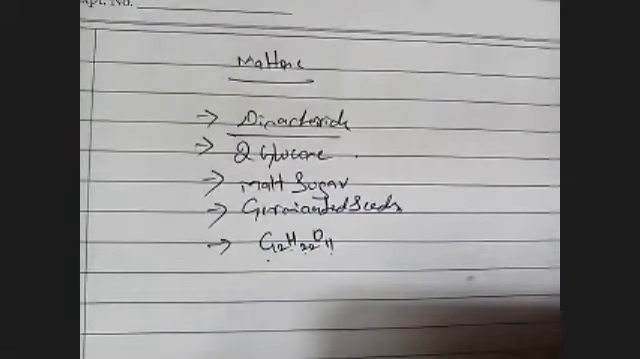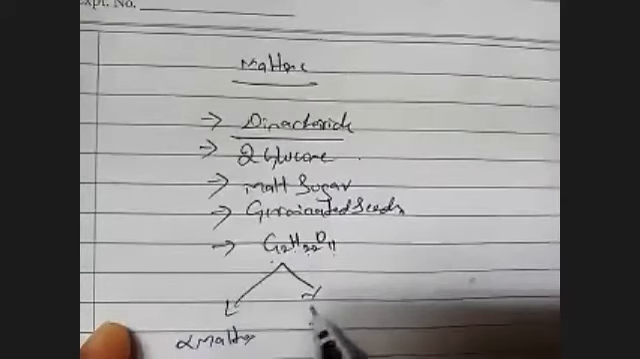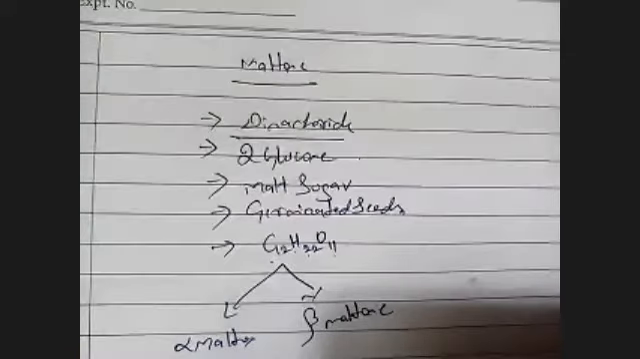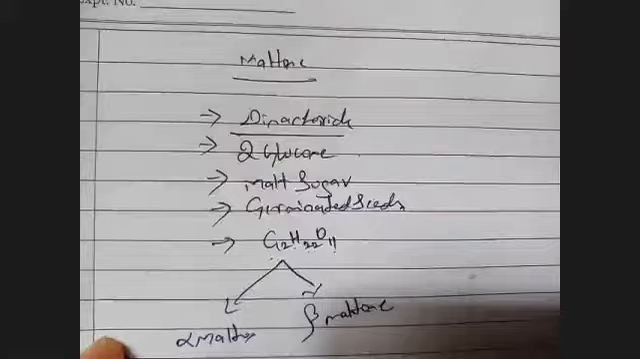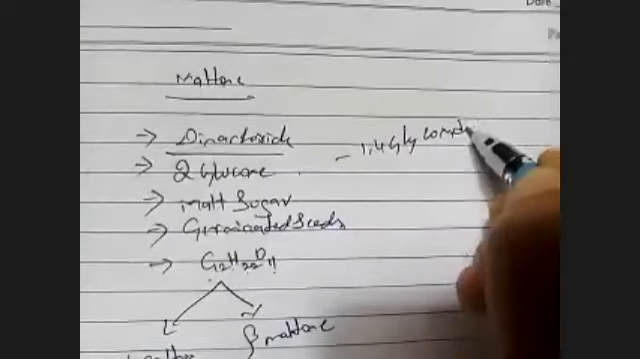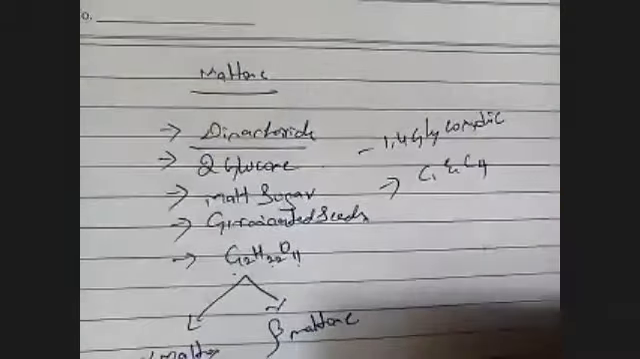Okay, and it exists in two structures, that is alpha maltose and beta maltose. The glycosidic bond links by the 1,4 glycosidic linkage. So the link exists between C1 and C4.